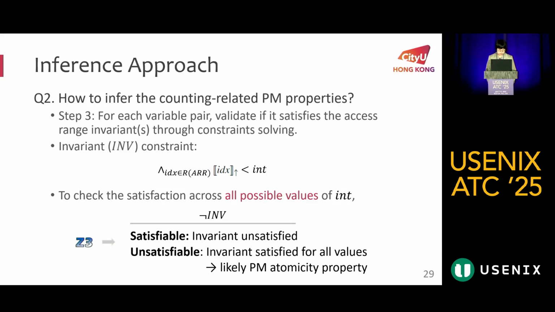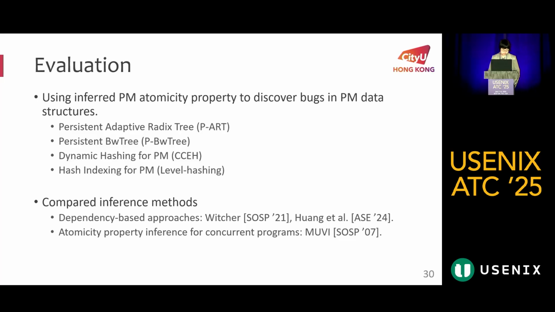So we use an SMT solver to check the negation of the invariant constraint. If it is satisfiable, meaning that we could find an assignment that violates the invariant, then the invariant is unsatisfied. And if the solver result is unsatisfiable, it means that the invariant holds for all the values. Then a likely PM atomicity property is generated.